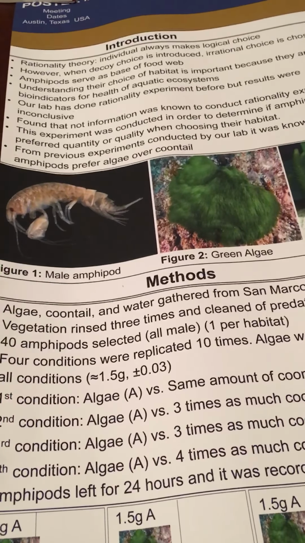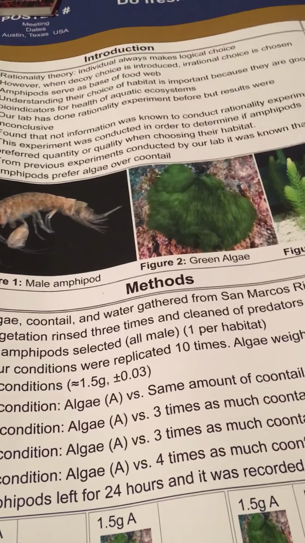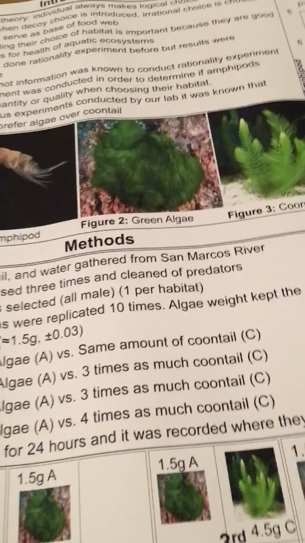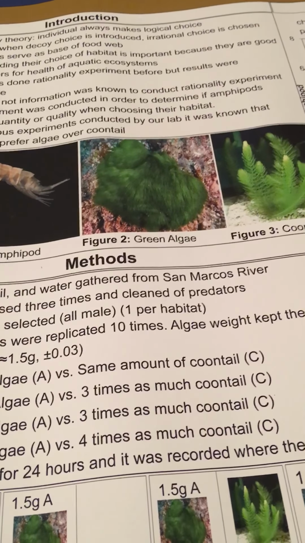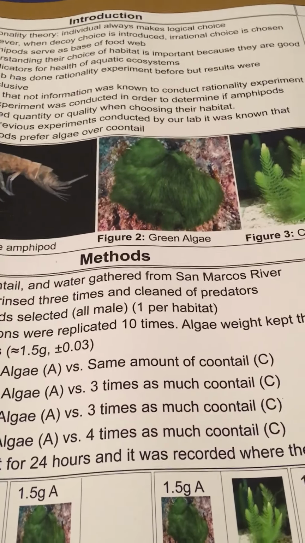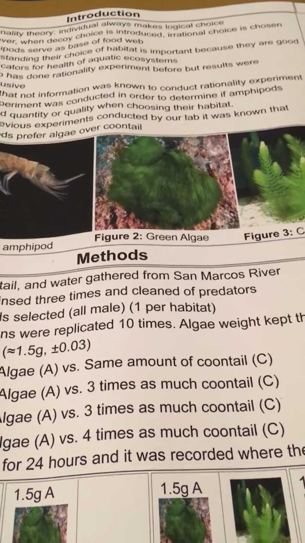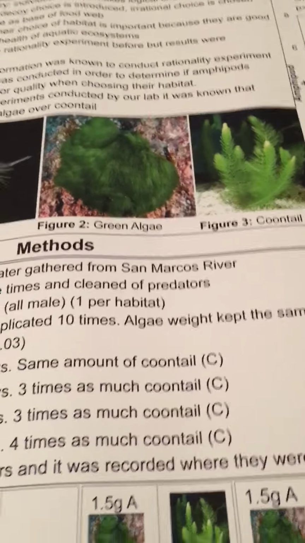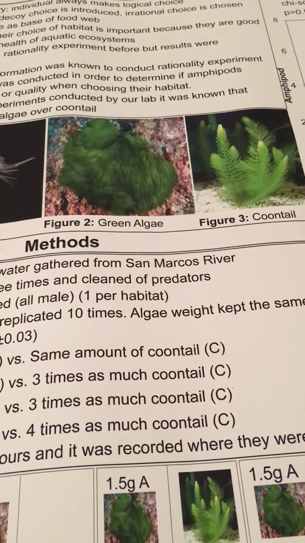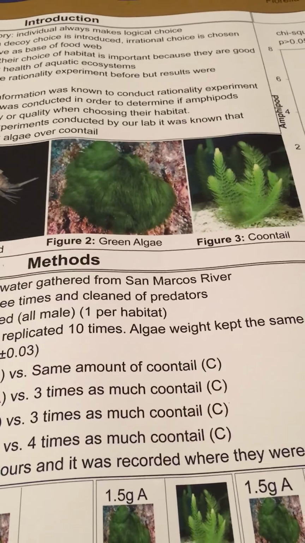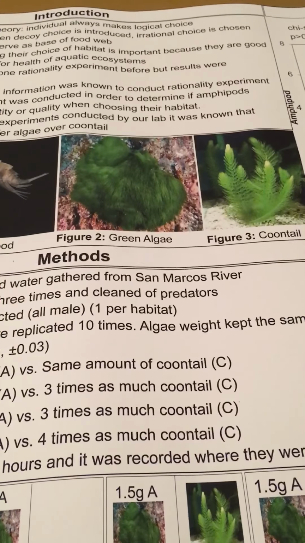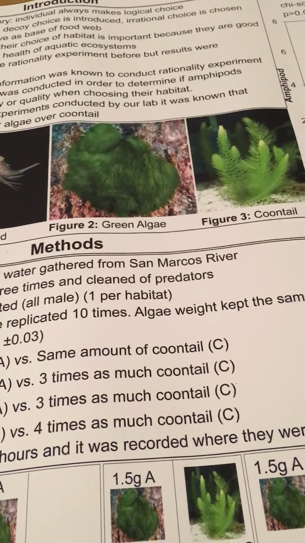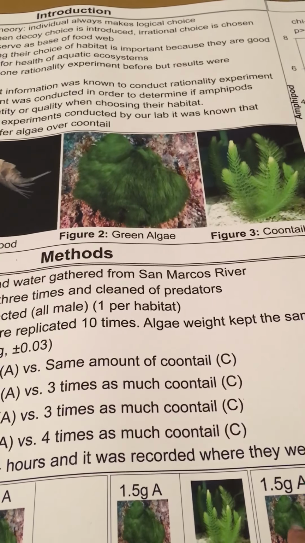That's because amphipods are good bioindicators of the health of aquatic ecosystems. From previous experiments in our lab, we know that their quality habitat is the green algae. However, they also live in coontail and other aquatic plants. So we first had to do a grounding experiment to see if they ever switched from the algae, which is the quality habitat, and chose coontail instead.